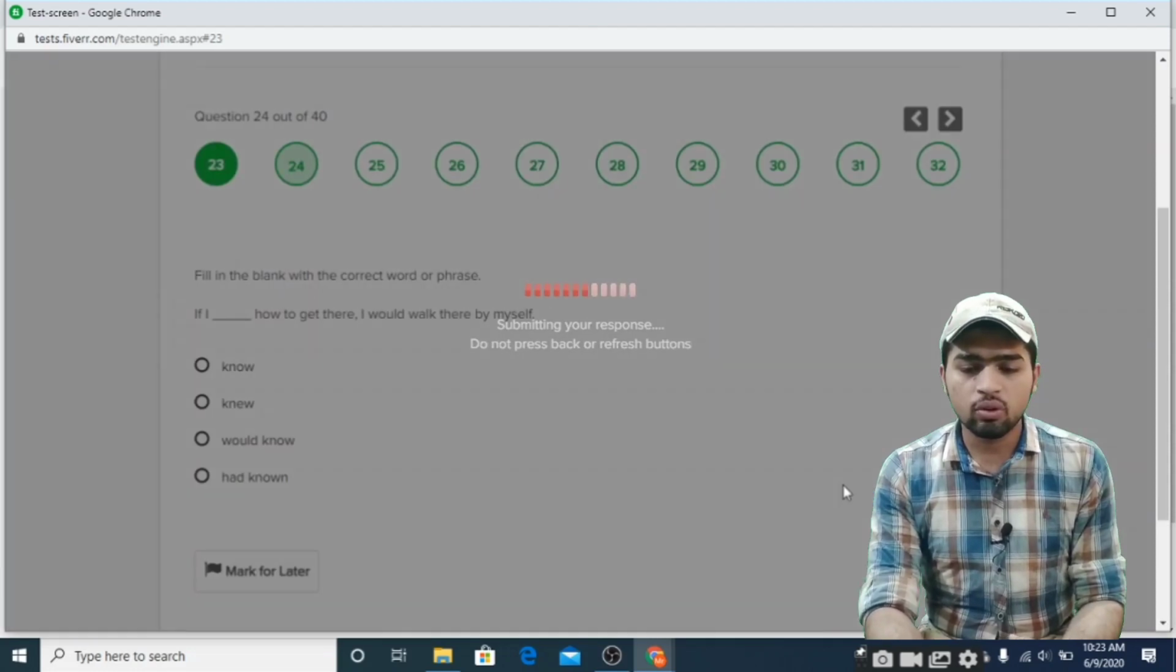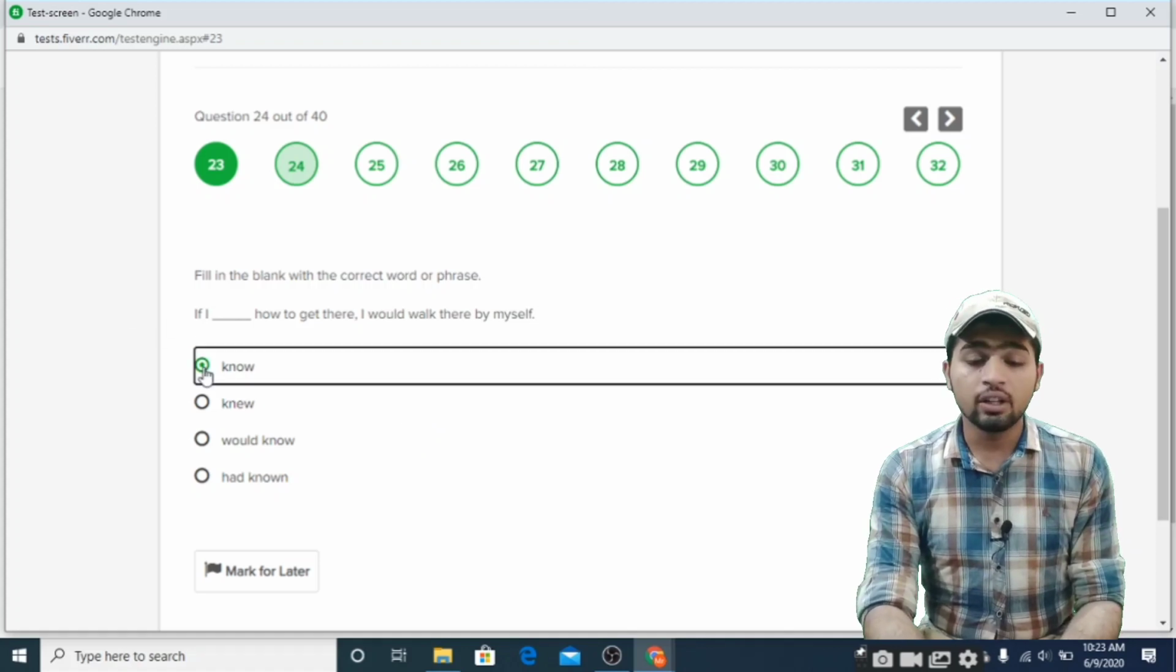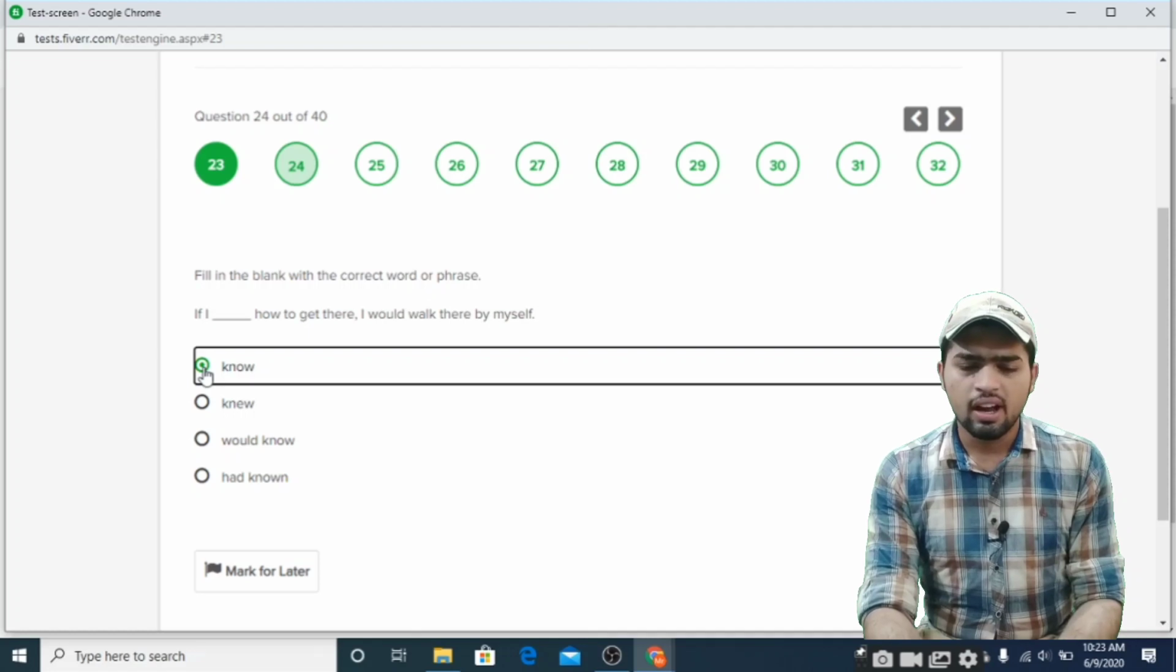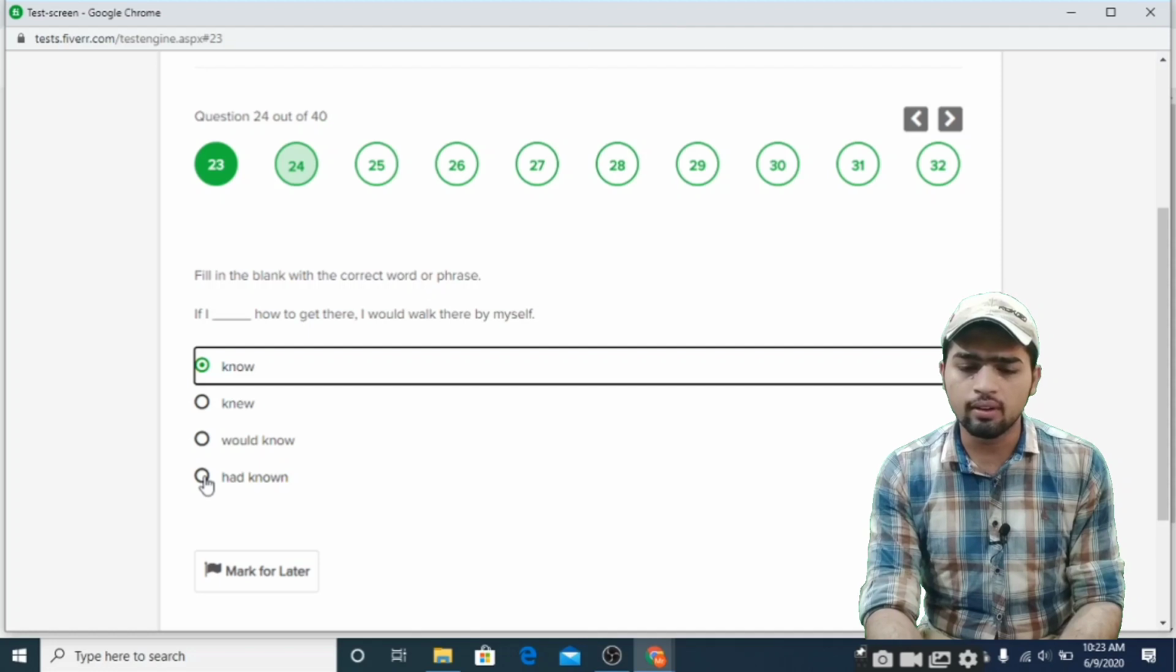Fill in the blank with the correct word or phrase. If I dash how to get there, I would walk there by myself. If I know how to get there, I would walk there by myself. Yeah, this first one seems to be the correct answer, more likely correct. If I know how to get there, I would walk there. And the option fourth, had known.